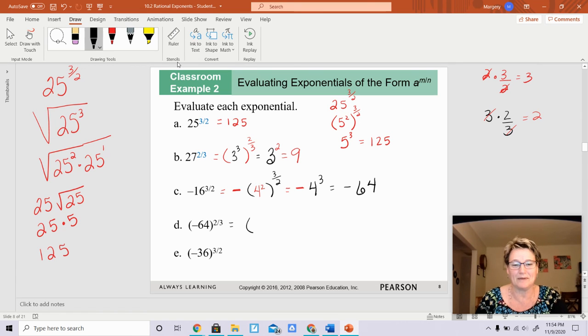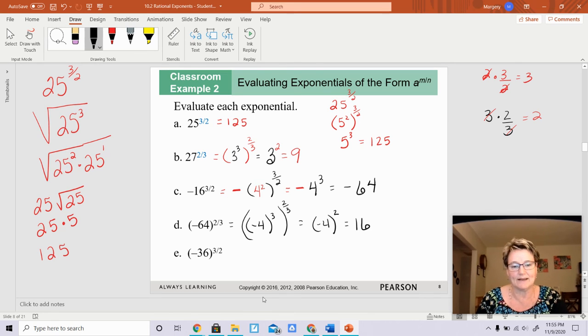So the next problem, I need a negative 64. So I'm going to have a negative 4 cubed raised to the 2/3 power. So I end up with negative 4, 3 times 2/3 is 2. Negative 4 squared is 16.